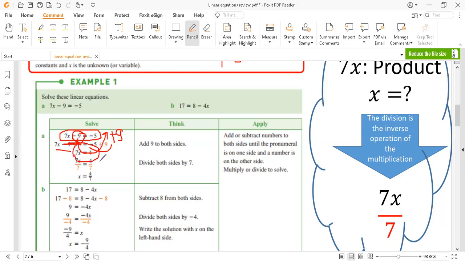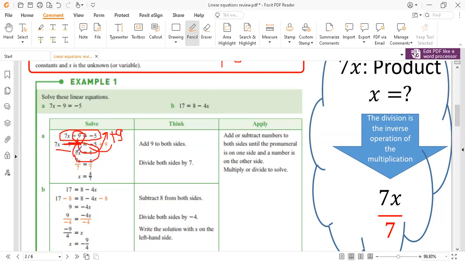Now, it is the turn of the 7. We want to get rid of 7 to isolate x. How? What is the relation between 7 and x? They are stuck to each other, so normally we have a multiplication between them. What is the inverse operation of multiplication? Division. What is the inverse operation of division? Multiplication. What is the inverse operation of a plus? Minus. Minus is a plus.